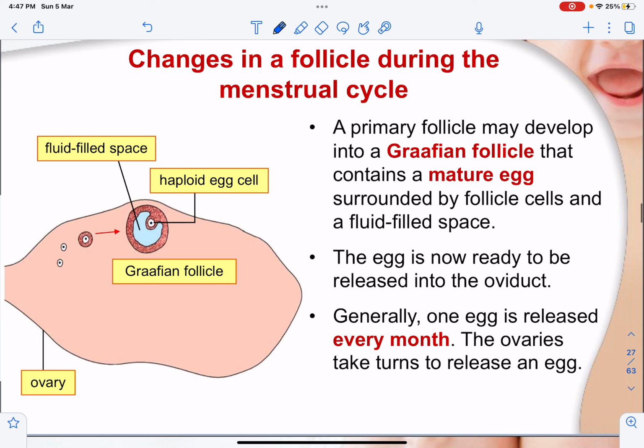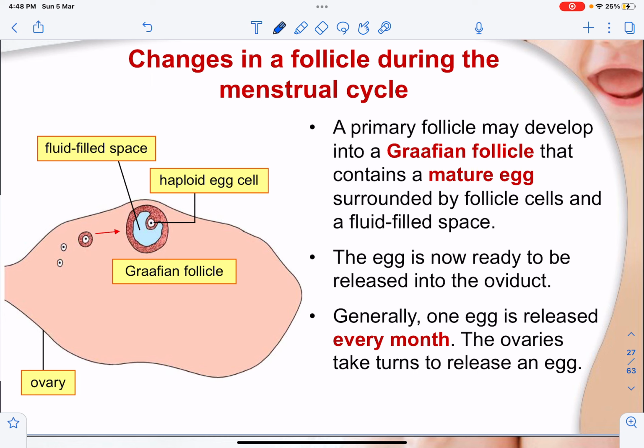The primary follicle will then slowly develop over time to form a Graafian follicle, which will contain the mature egg, usually surrounded by even more follicle cells and a fluid-filled space. At this stage, the egg is ready to be released into the oviduct by the ovary. By estimation, one egg is released every month, where the ovaries take turns to release an egg.